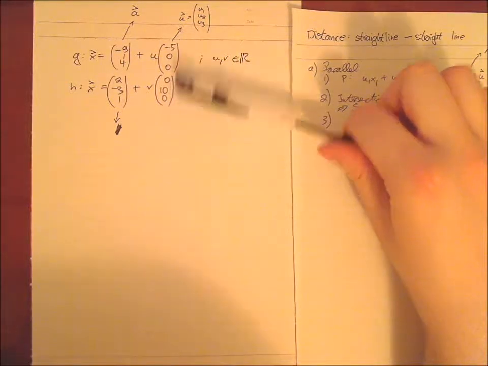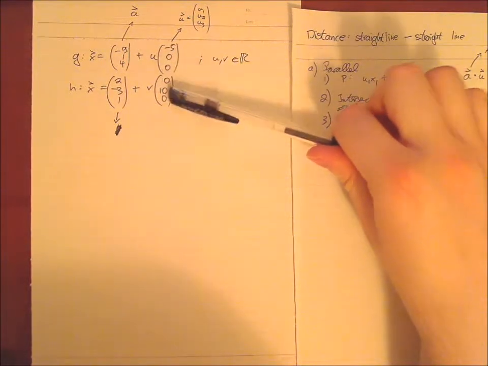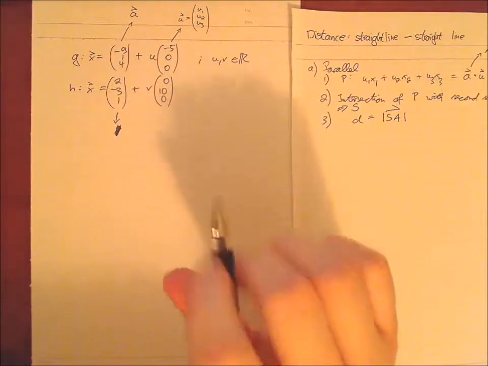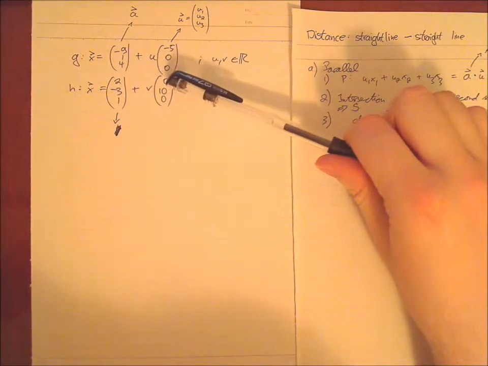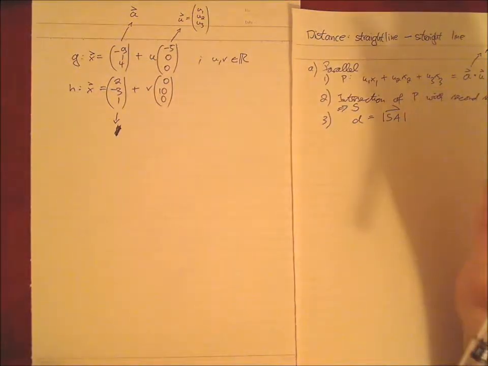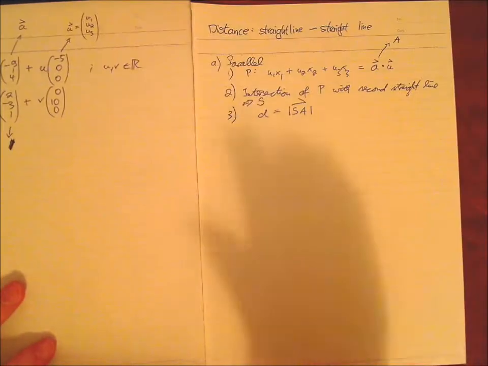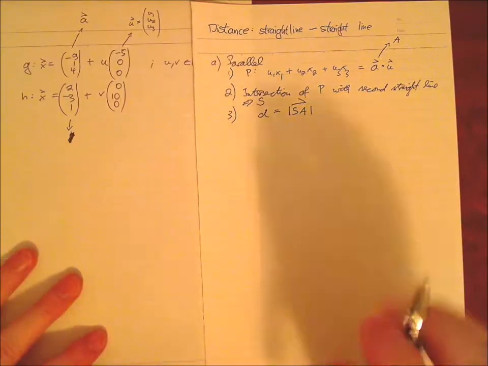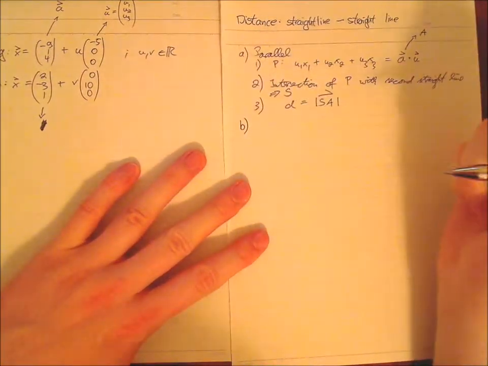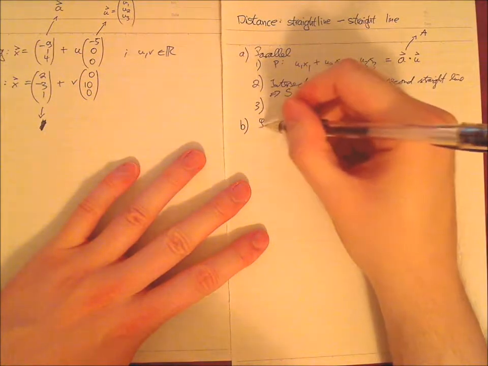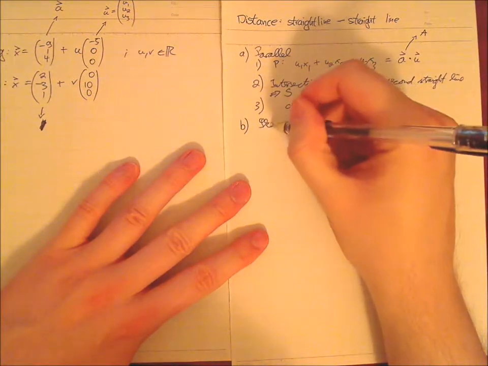And therefore, when they are linearly independent, then they cannot be parallel, right? So we cannot use the procedure I just explained. But we can use another procedure, which is point B, which is called skew.